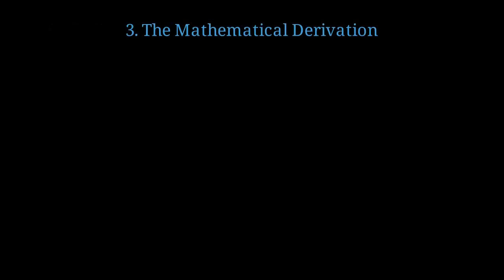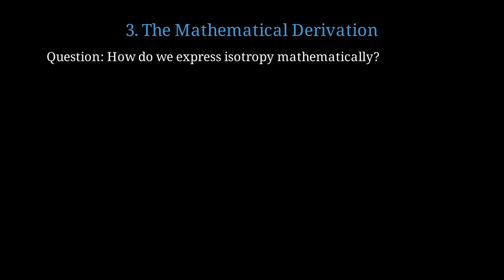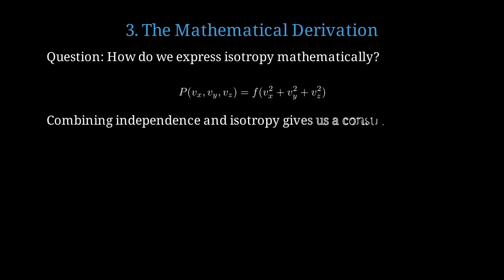Now let's see how Maxwell used these assumptions to derive his famous distribution. You might ask, how do we mathematically express the idea that the distribution depends only on speed, not direction? The answer is that the probability must depend only on the square of the speed, which is v-x squared plus v-y squared plus v-z squared. When we combine the independence assumption with isotropy, we get a powerful mathematical constraint. A product of functions equals a function of the sum of squares. This is only possible with exponential functions.